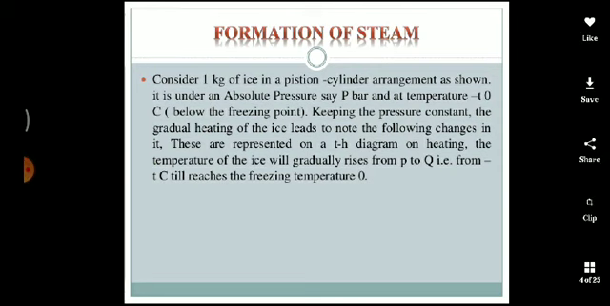Consider 1 kg in a piston cylinder arrangement as shown in the figure, at absolute pressure P bar and temperature T0 degree centigrade, below the freezing point. Keeping the pressure constant and gradually heating the ice leads to the following changes, represented on the TH diagram. On heating, the temperature of ice gradually rises from P to Q, from T degree Celsius to the freezing temperature of 0.